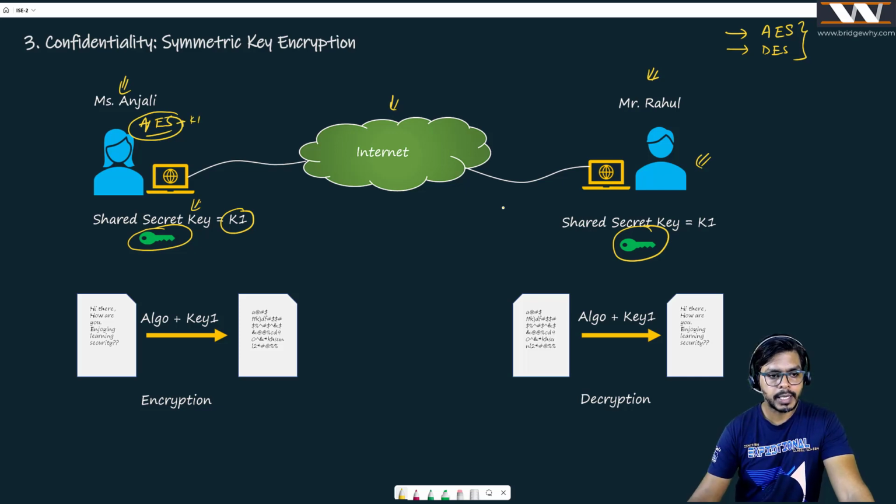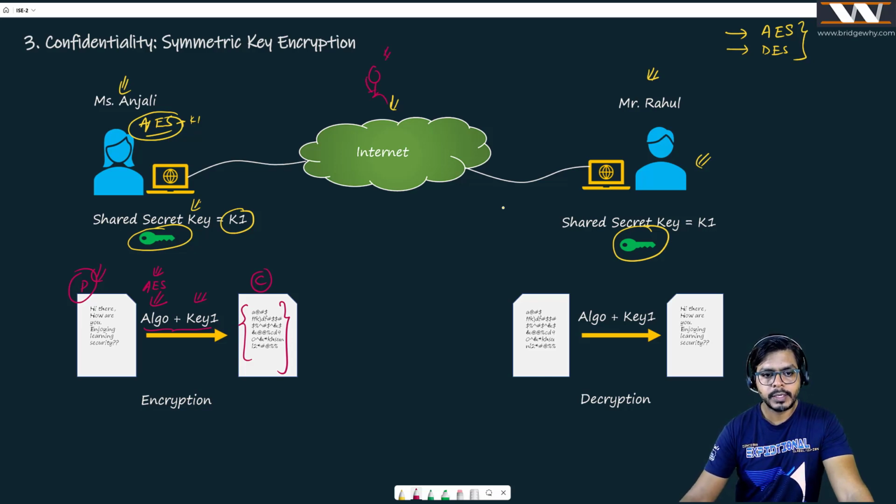What is the meaning? The meaning is Anjali is having this plain text message. She is going to use an algorithm. The algorithm name is, say, Advanced Encryption Standard. She will be using a key named key1, a number. With the help of these two, she will be generating a ciphertext which cannot be read by anybody on the internet.